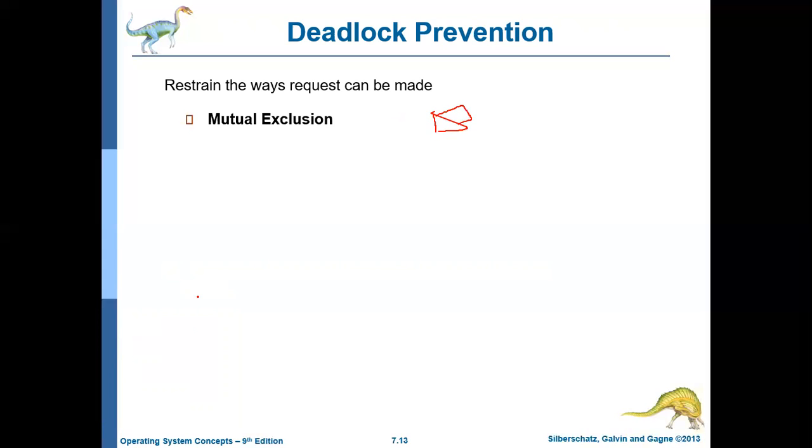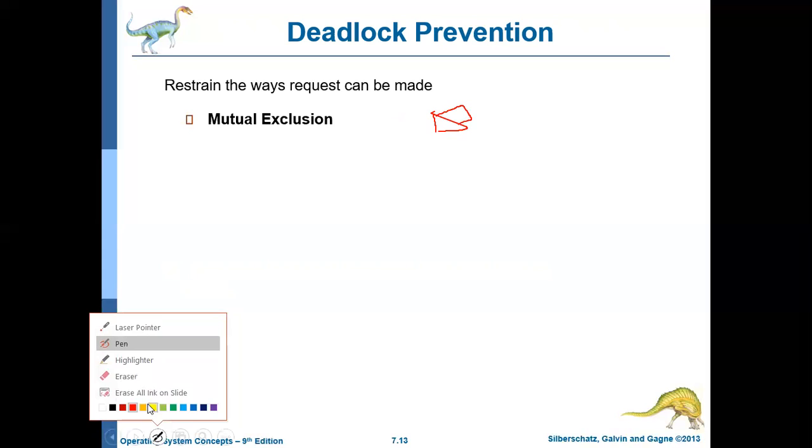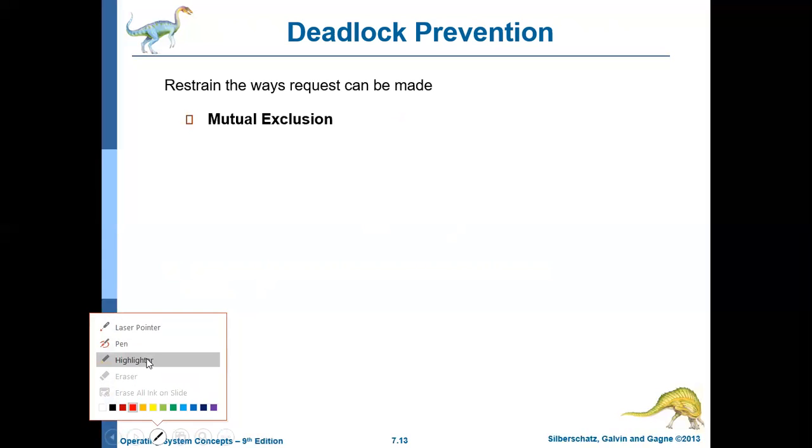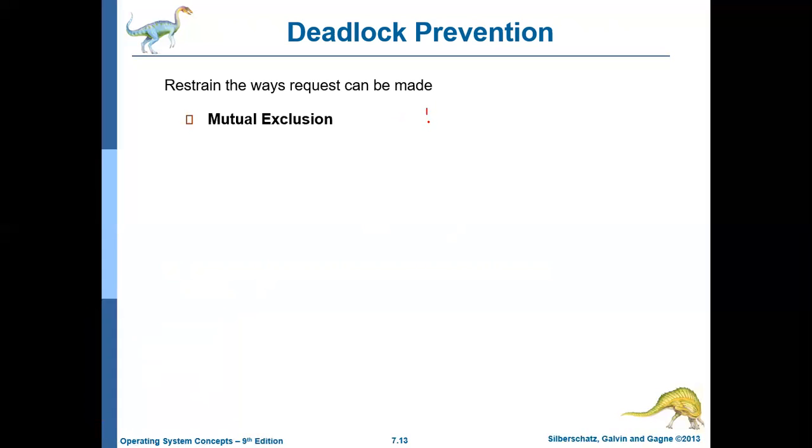So if we have a shared resource, and there is more than one process that wants to access this shared resource, then these processes cannot access the shared resource simultaneously. Only one process can access. If one process is accessing, then all other processes should be waiting. This is the idea of mutual exclusion.